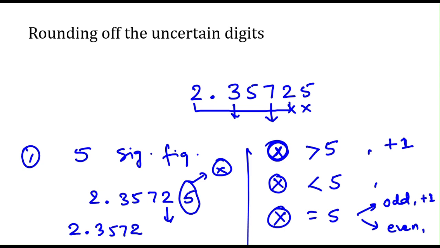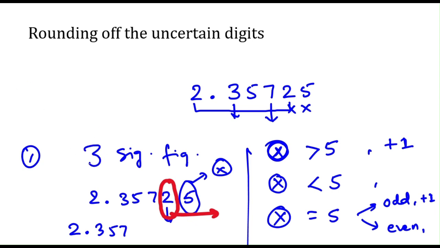Okay, suppose we are going to keep up to 4 significant figures only, let's say 2.35. Then our chosen digit is this one. From here we have to drop it. So this is 2 and this is less than 5, so we can drop simply without changing this digit. Okay, let's go to 3 significant figures.